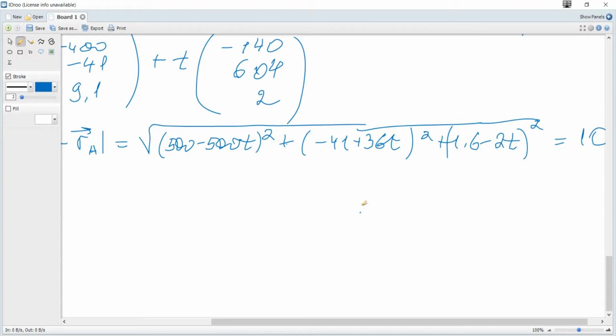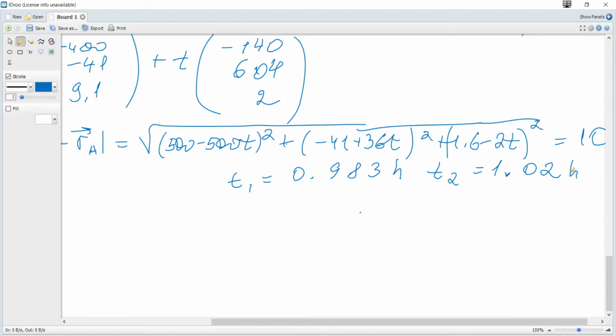So t1 is 0.983 to three significant figures, and t2 is 1.02 hours. So I found the two values of t at which the distance between A and C is 10 kilometers.